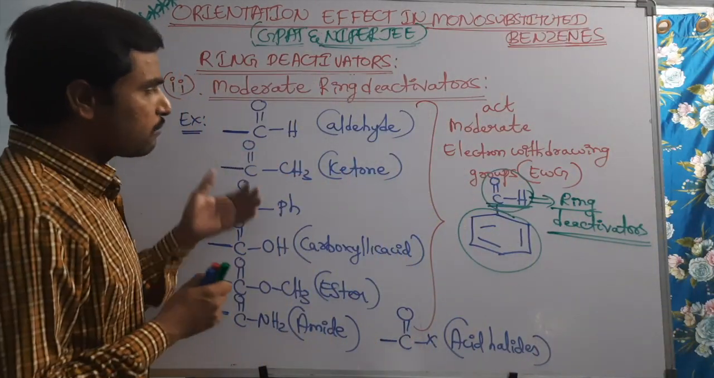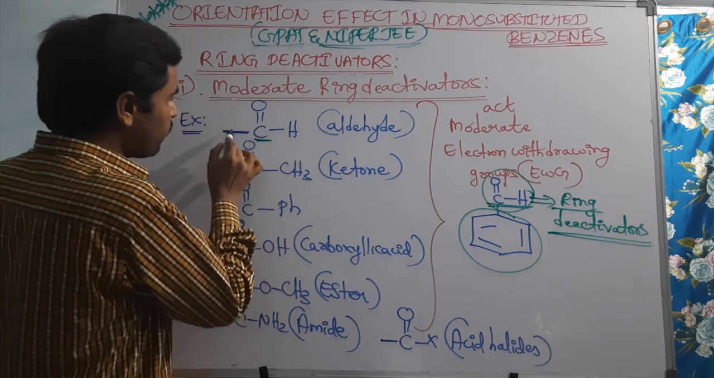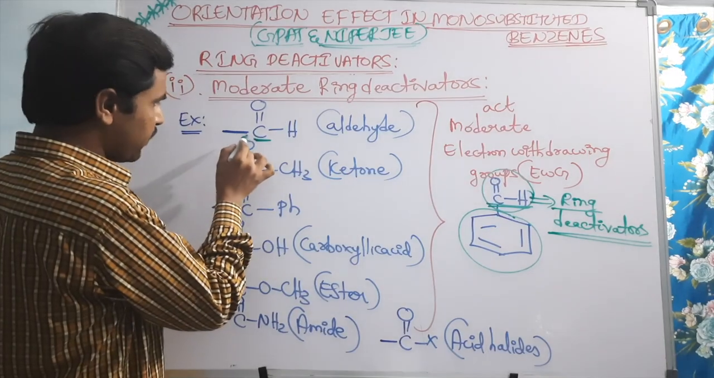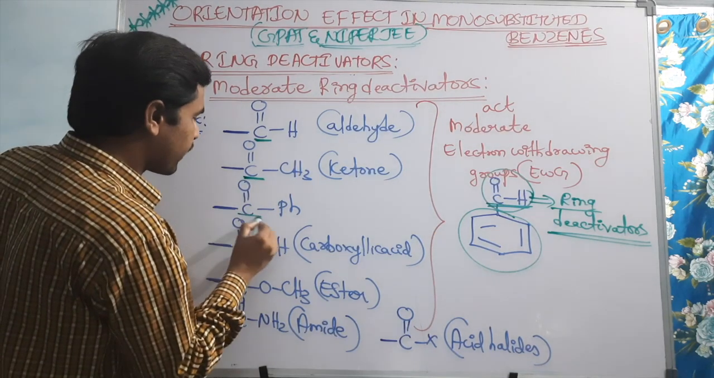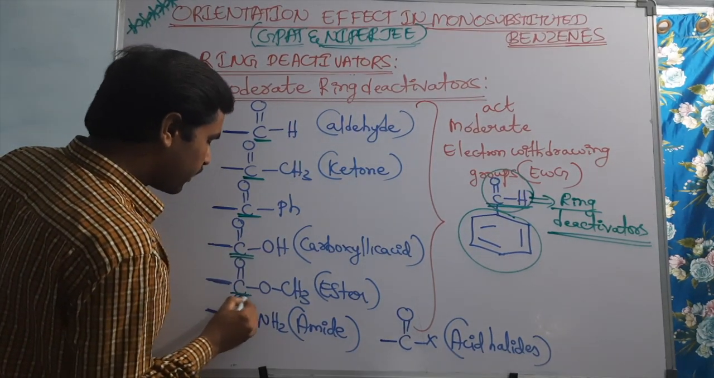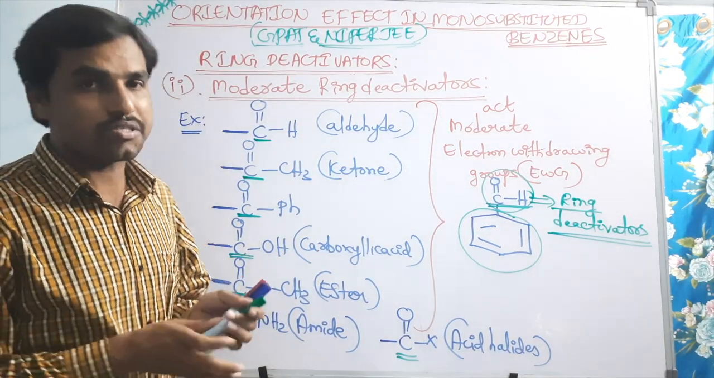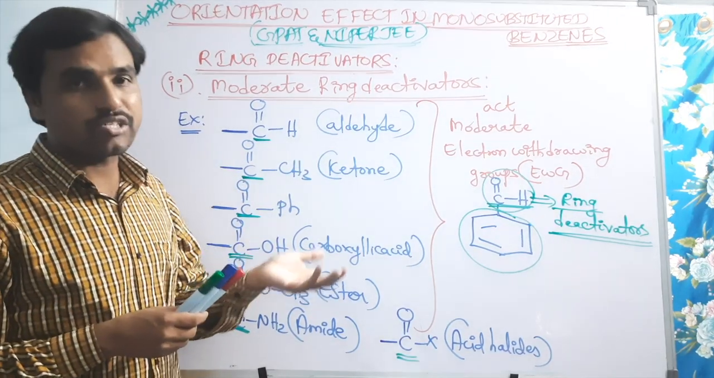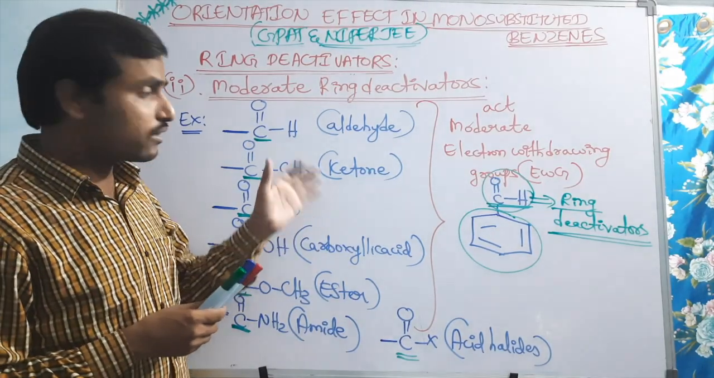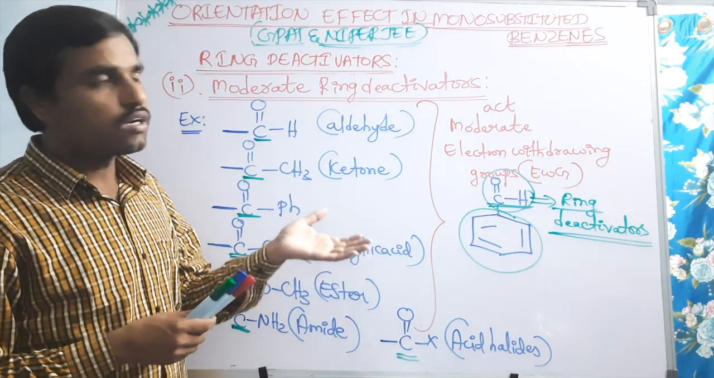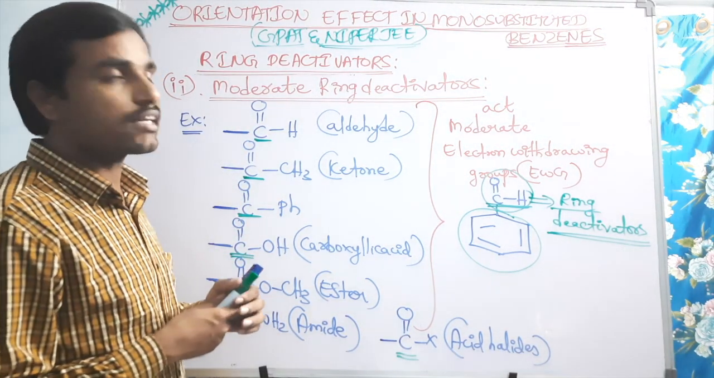And in these compounds there is no lone pair of electrons. See here, beside the point of attachment, a carbon atom is attached. The carbon atom does not have any lone pair of electrons. Carbon is an electropositive atom. It does not have any lone pair of electrons, and that's the reason it does not donate electrons. So all these compounds can act as moderate ring deactivators.